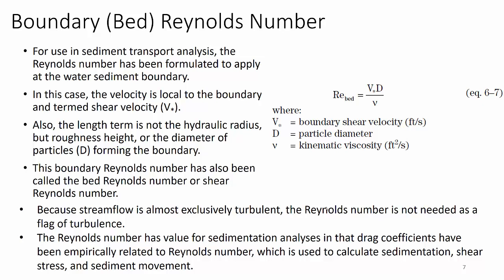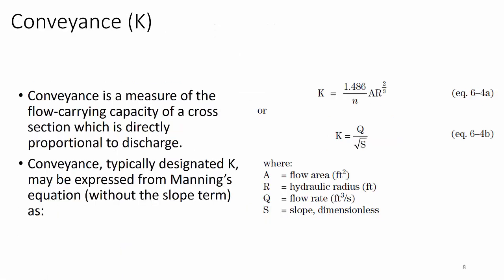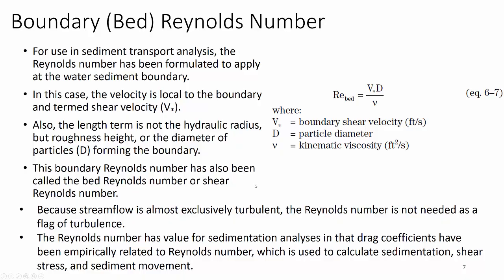Because stream flow is almost exclusively turbulent, the Reynolds number is not needed as a flag of turbulence. We don't use it to see if we're turbulent or not. We use it to determine if sedimentation is occurring. The drag coefficients have been empirically related to the Reynolds number, which is used to calculate sedimentation, shear stress, and sediment movement. This is engineering. Is the bed going to erode or is it going to deposit material? So as we evaluate the potential for water to move earth, the Reynolds number is one of the most important variables.